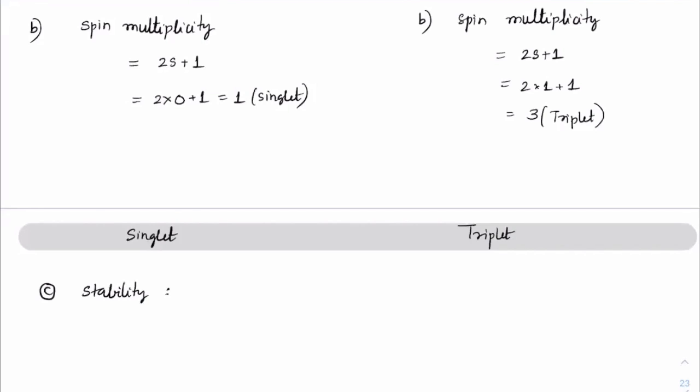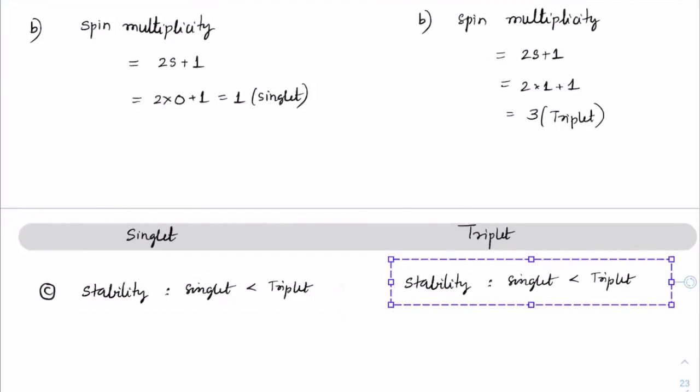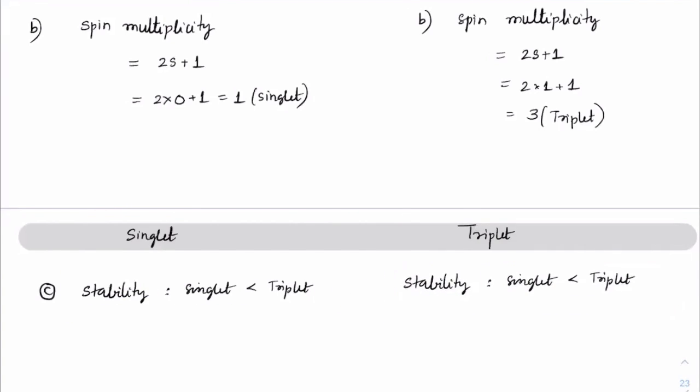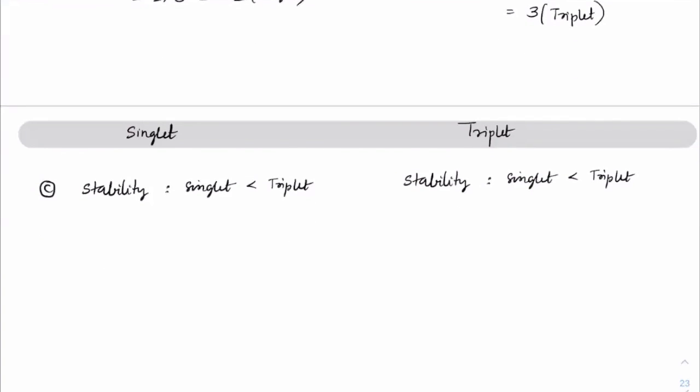If you check stability wise, singlet is always less stable than triplet. In case of stability, we can say that singlet is always less stable than triplet. Well, why does that happen? You can see triplet carbene is more stable than singlet due to exchange energy.